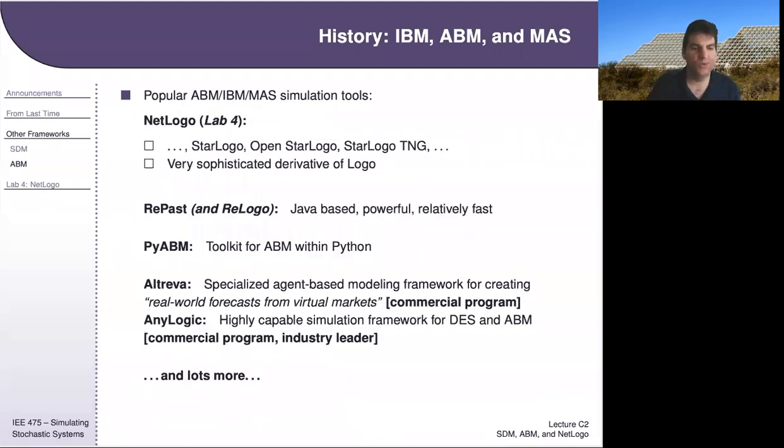And so we will be using this program NetLogo in Lab 4. But there's a bunch of other options here. If you take 477, you'll use AnyLogic, and AnyLogic itself can do agent-based modeling. So NetLogo is not the be-all and end-all, but it is very popular in the agent-based modeling community. But if you look at commercial platforms like Altriva and so on, these are much more expensive programs. NetLogo is free, but they have a much tighter and nicer looking graphical front end, which might be more appealing to some of your stakeholders.